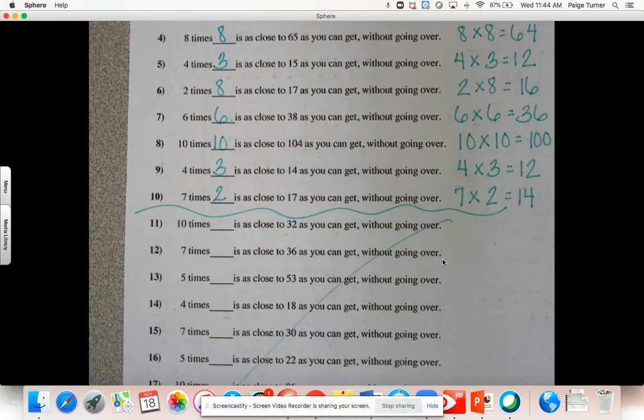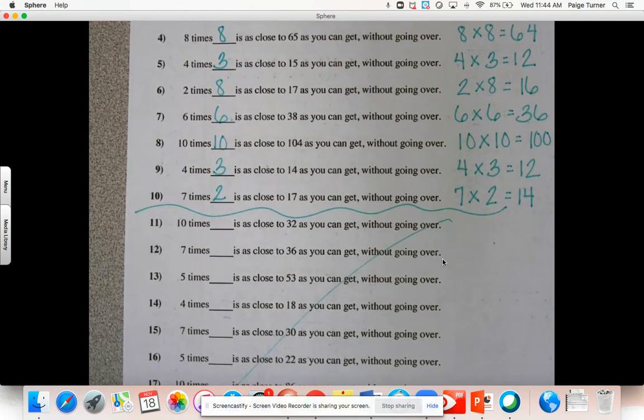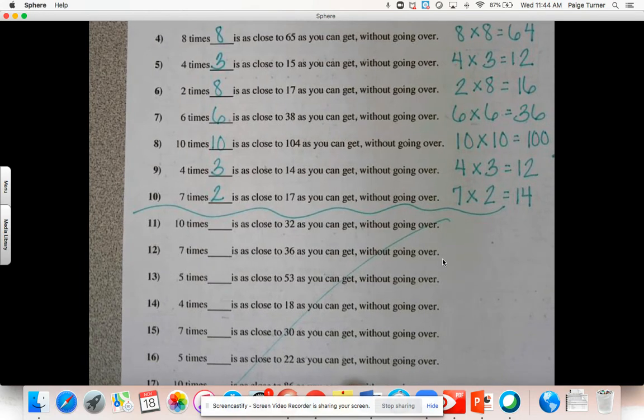Okay, so Ms. Turner, how is this going to help me when I am dividing with some pretty big numbers? Well, that's exactly what we're going to talk about now, okay? So just take this paper, put it off to the side. What you need to do now is go to your math notebook, okay? We're going to have quite a bit of notes that we need to put in here. Go ahead and open up to the next clean page that you have.